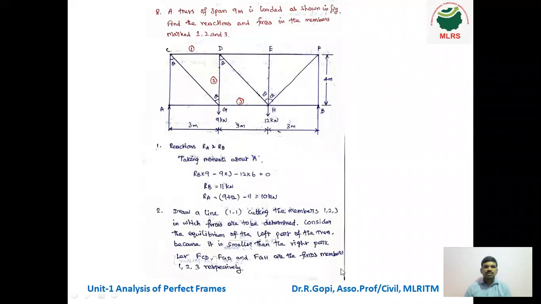Now we have to draw a section line. It should not pass through more than 3 members. So I draw it like this. You can see here the section line cuts 3 members, that means the CD member, the DG member and the GH member.